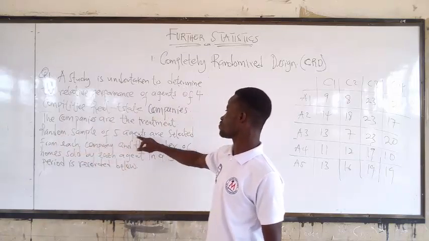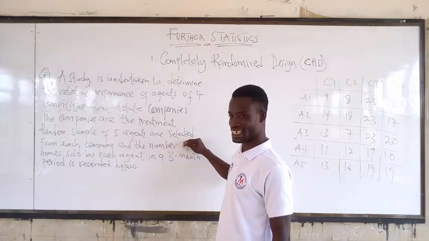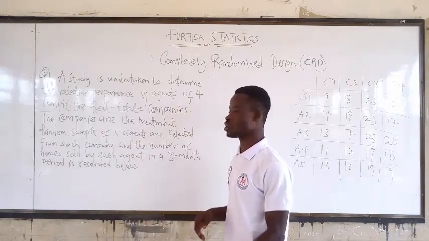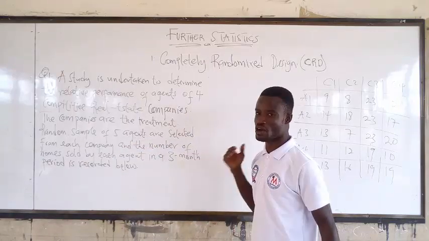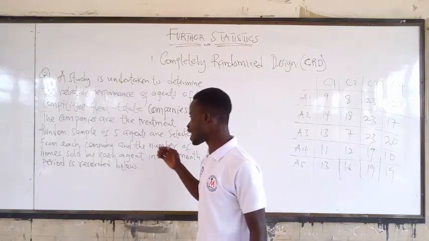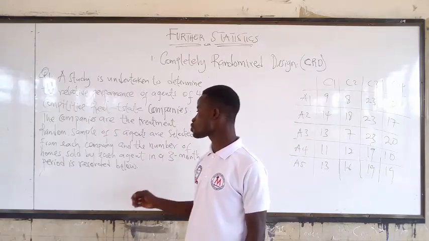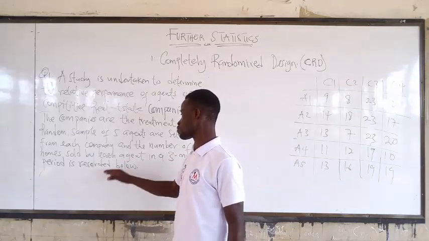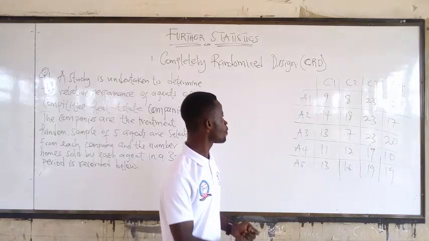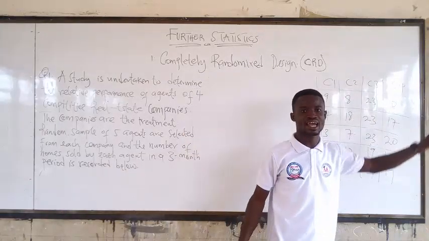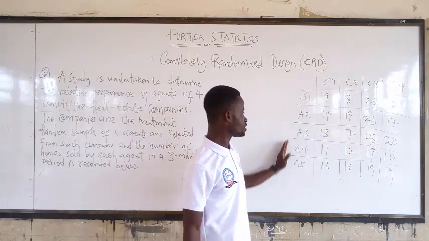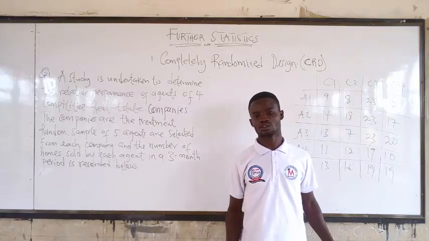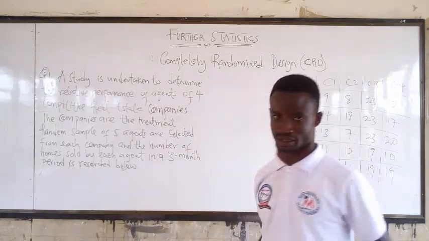A random sample of 5 agents is selected. So how many agents were selected? 5. Those 5 are what we are going to use as our random sample from each company, and the number of homes sold by each agent in a 3-month period is recorded below. So we have the 4 companies here, and then we have the 5 agents here. These are the recordings. So what are we asked to do? I'll be back with it.